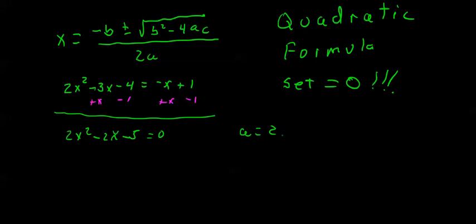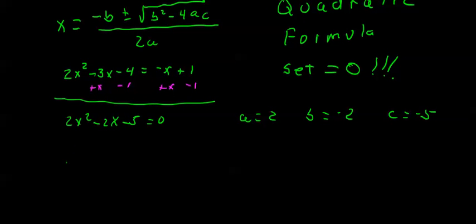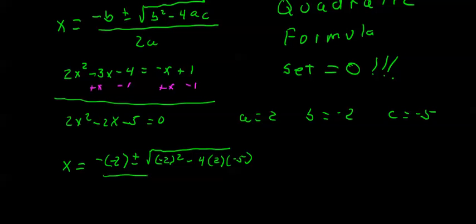Now, a is 2, b is negative 2, pay attention to the signs, and c is negative 5. I plug it into my formula. X equals the opposite of negative 2, plus or minus b squared, negative 2 in parentheses squared, because when you square a number it becomes a positive. It has to be in parentheses, minus 4 times 2 times negative 5, all over 2 times a, which is 2.